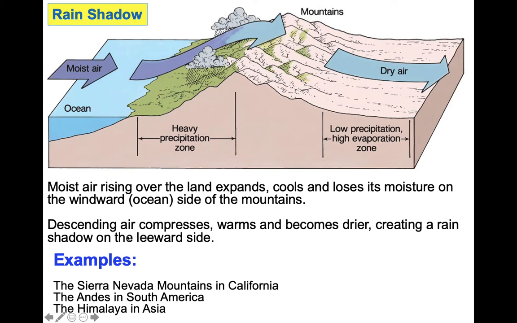The same phenomenon we see in the Andes in South America, and of course, as I mentioned earlier, the Himalayas in Asia also create a rain shadow, an east-west trending rain shadow, so that Tibet is always cold and dry and also has very cold temperatures throughout the year.